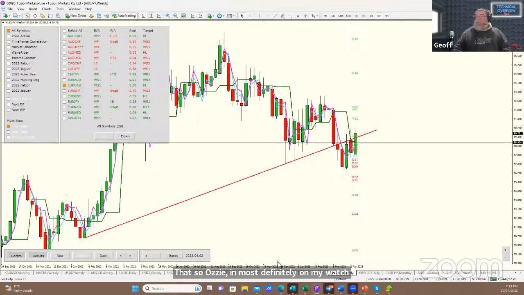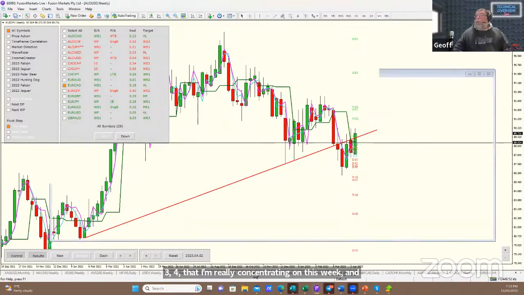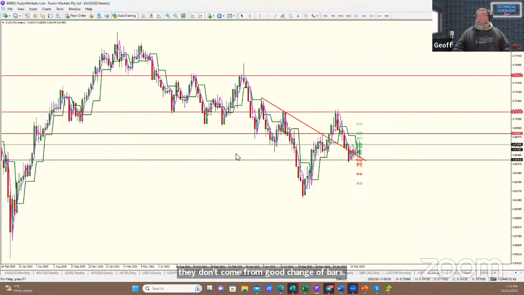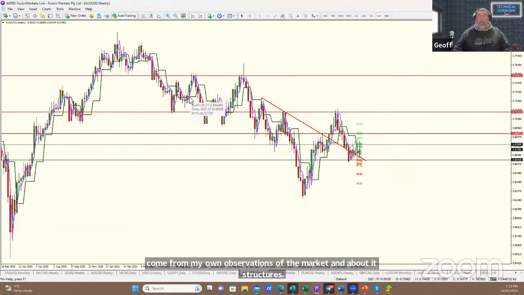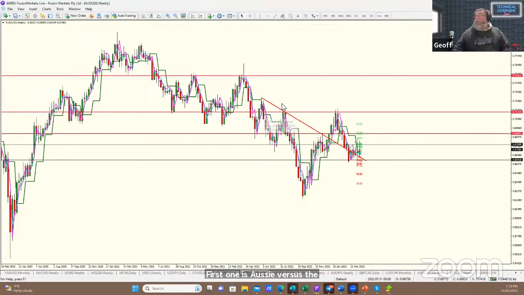But here's the one. In fact, I've got 1, 2, 3, 4 that I'm really concentrating on this week. And they don't come from game changer bars. They come from my own observations of the market and the market structures. First one is Aussie versus the dollar. Now, the Australian dollar versus the US dollar is controlled primarily by circumstances somewhat fundamental, if you like.